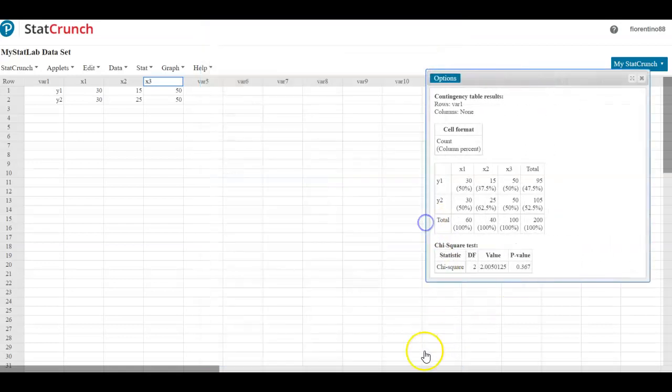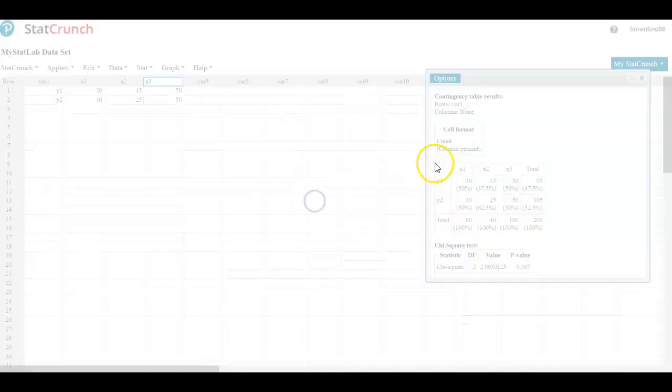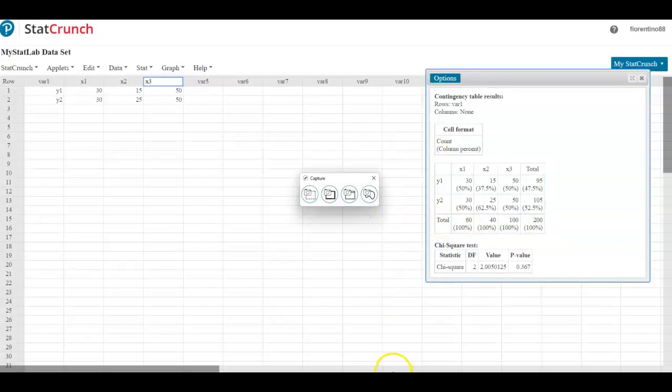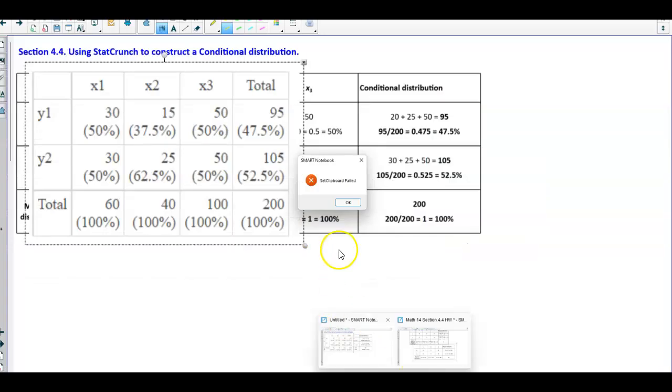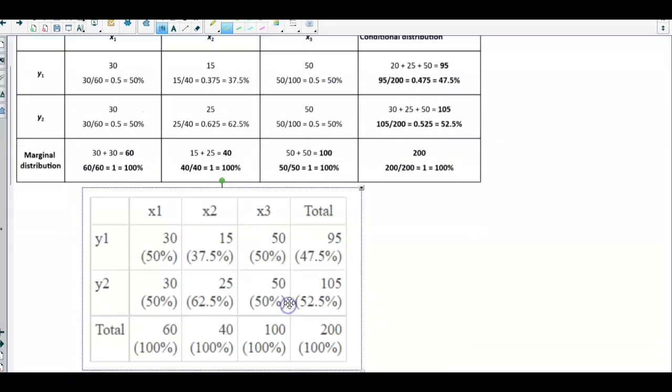So let's go ahead and take a look at that. I'm going to copy this table, and then we're going to compare it to how it's done by hand. Okay, so let's take a look here. In the first one, we have 30. We take this 30 and divide it by the column total of 60. And 30 divided by 60 gives us 0.5, which gives us 50%, and you can see there it is.